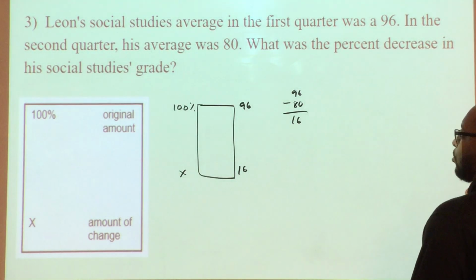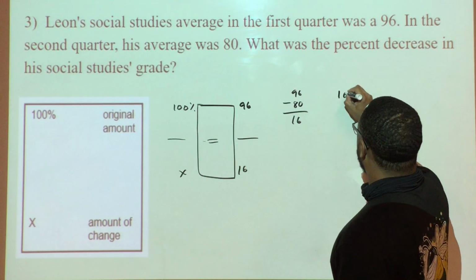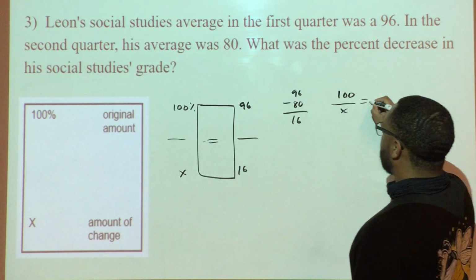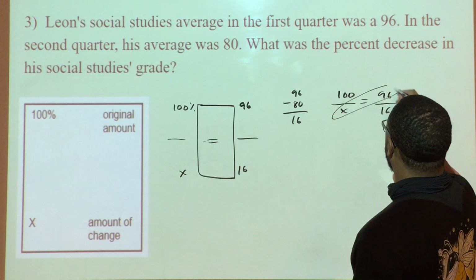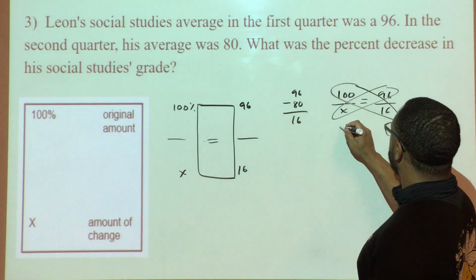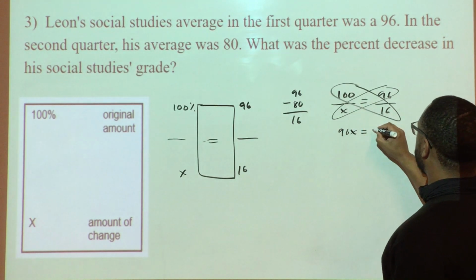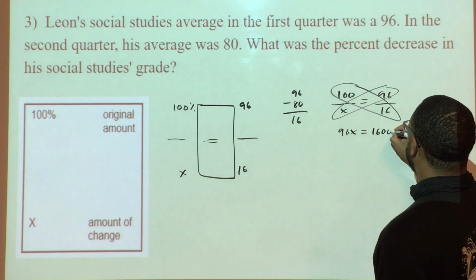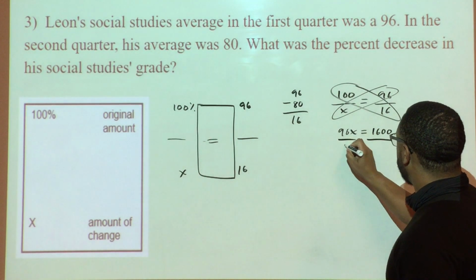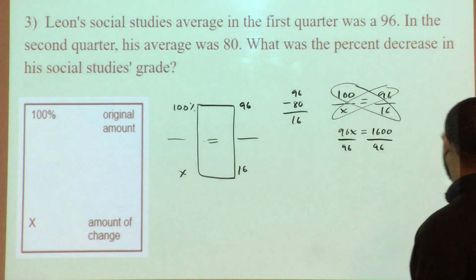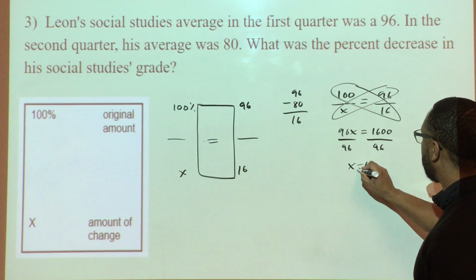So now I can figure out the percent of the change. Here's my proportion. 100 over x equals 96 over 16. We're going to use our cross products. That's going to give me 96x equals 100 times 16. That is 1600. I'm then going to divide both sides by 96. And when you do that math, you're going to get x equals 16.6.